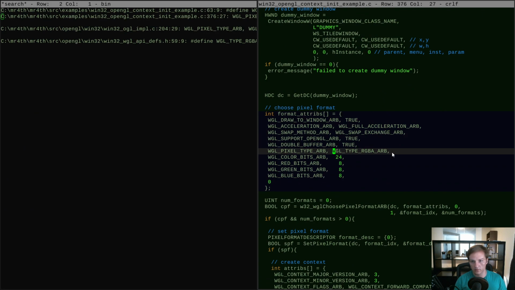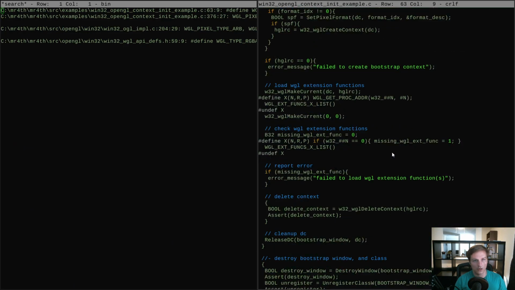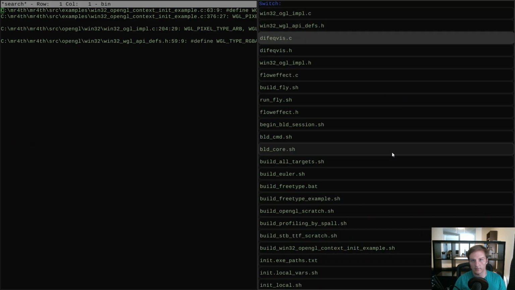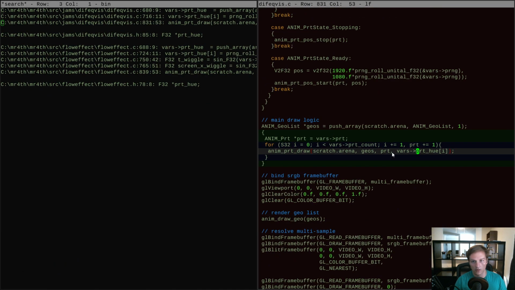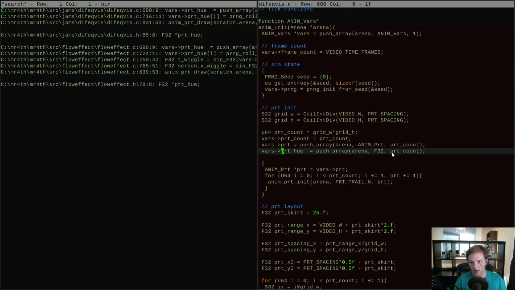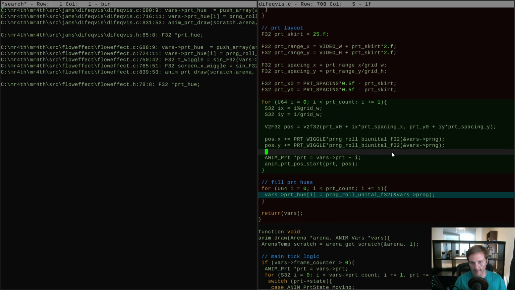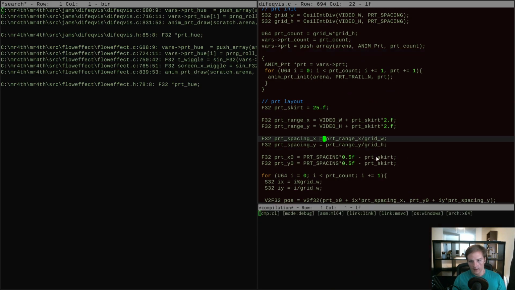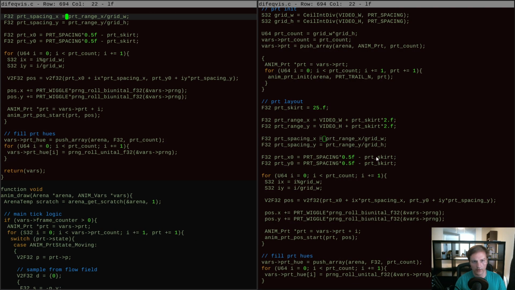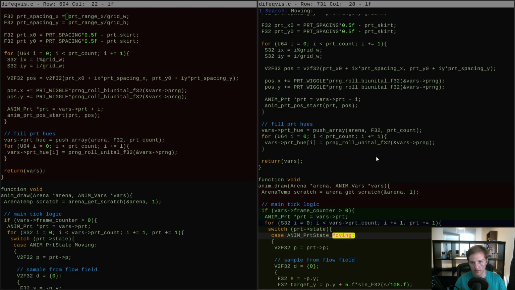Search. Done. I wanted to see something different. Search for the particle hues. We're using it there, so we're filling them in there. We're allocating them here. Let's allocate these right here. Okay, so that gets rid of some things.